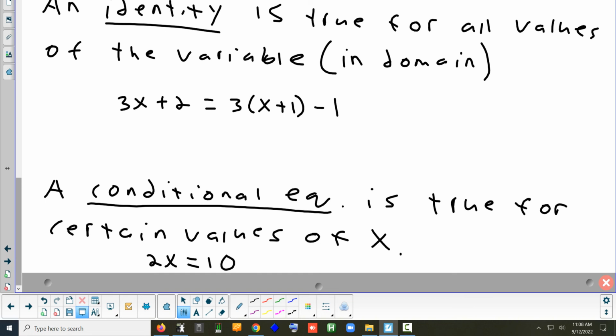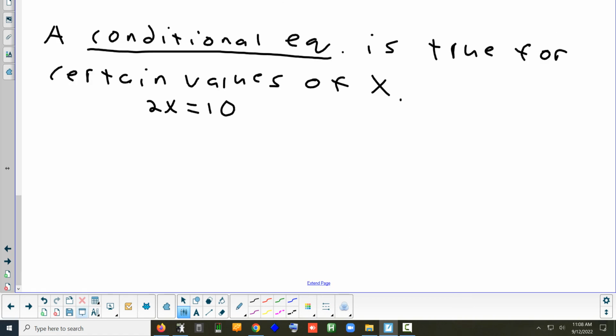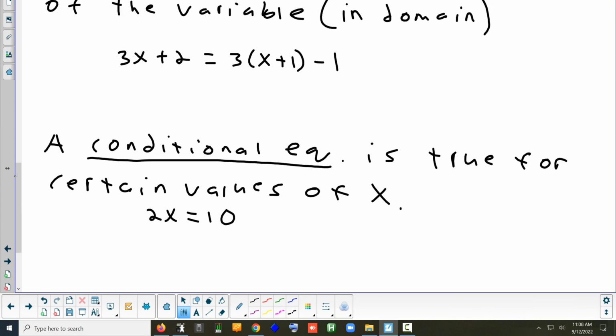Now, the other type of equation we can have, which is what happens most of the time, is not an identity, but a conditional equation. A conditional equation is an equation that could be true if x meets the right condition. So in this case, if x equals 5, then it is true. But it's certainly not an identity because you can't fill in anything for x and have it be true. There is a specific value. So a conditional equation that's linear has one solution.